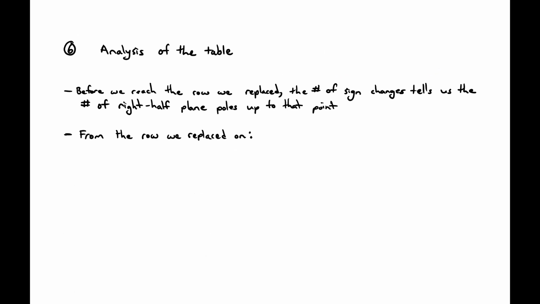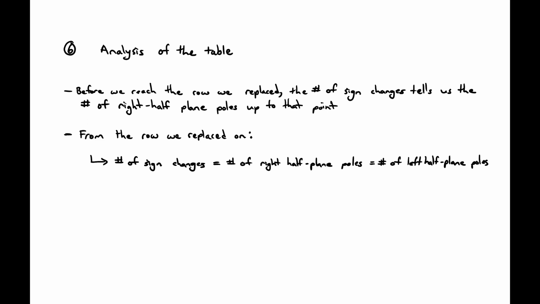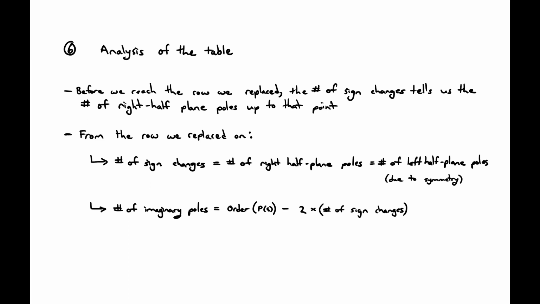After that, once we start at the row where we replaced all the zeros, the number of sign changes equals the number of right half plane poles, which also equals the number of left half plane poles, because all those right half plane poles before were symmetric. That's due to that symmetry factor. The number of imaginary poles is equal to the order of that P of s, that even polynomial, minus 2 times the number of sign changes, essentially subtracting all those other poles that we had just from that previous criteria right there.